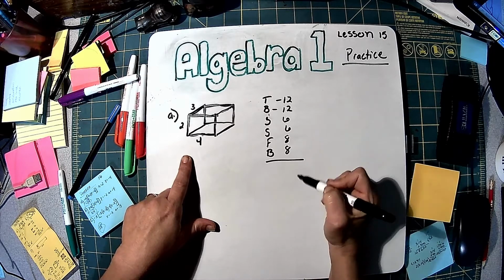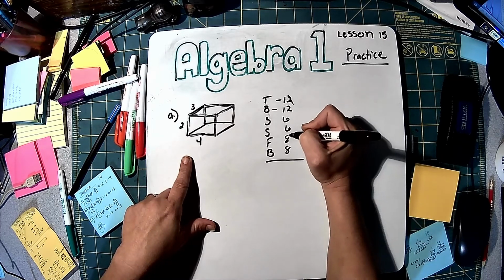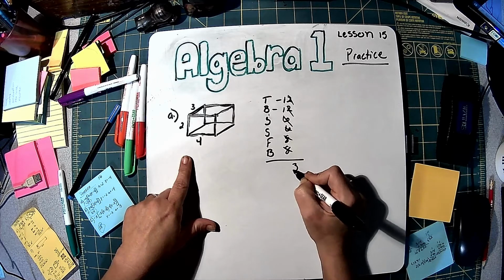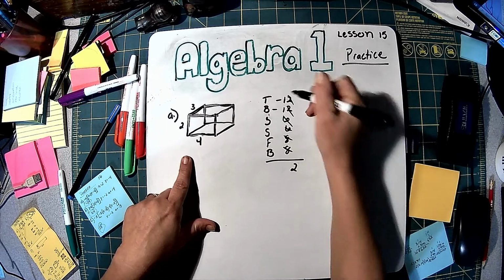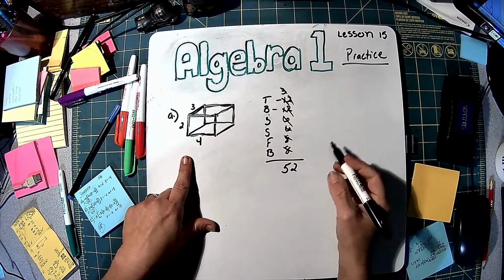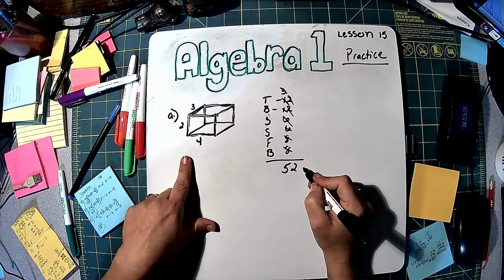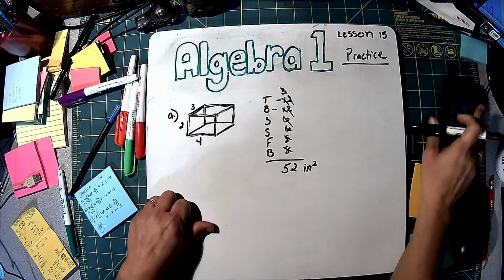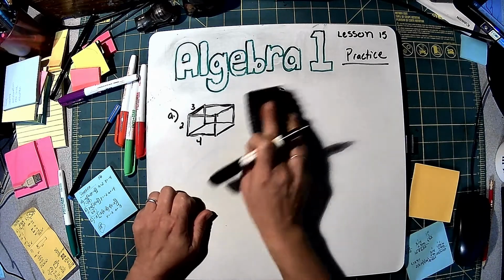Now I just have to add these up. So that makes 10, and that makes 20, and 6 and 6 is 12, so that's 32. And 3, 4, 5, 52. And that is inches squared. So A is 52 square inches. All right.